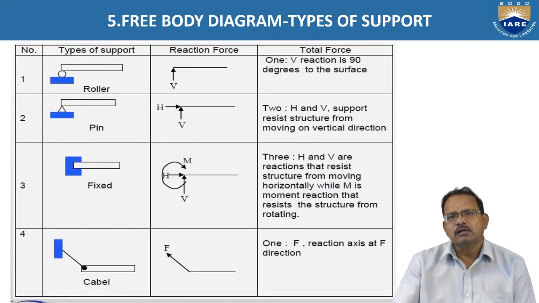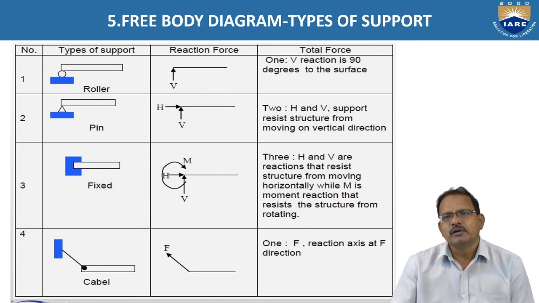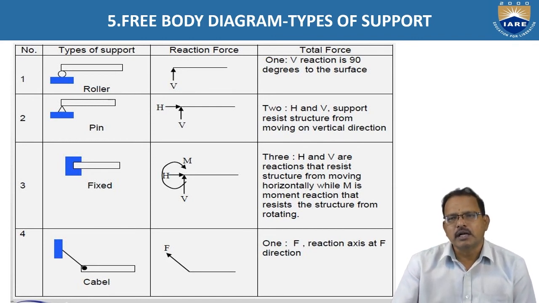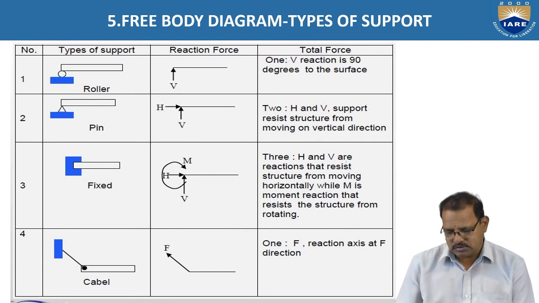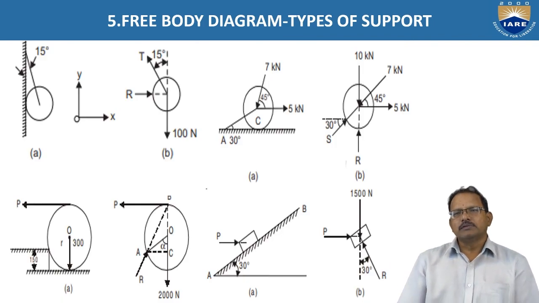These are just explanations regarding the direction of forces which are acting on a body when it is having roller support, pin support, fixed support, as well as the cable support. These are some more examples I am taking now.